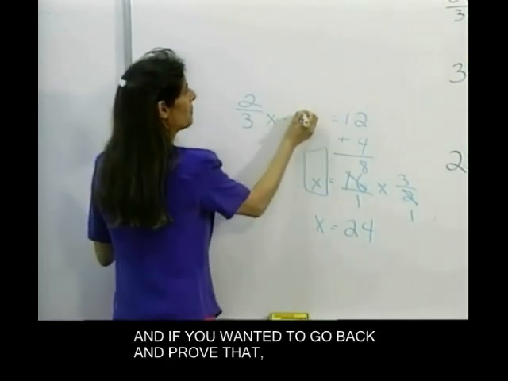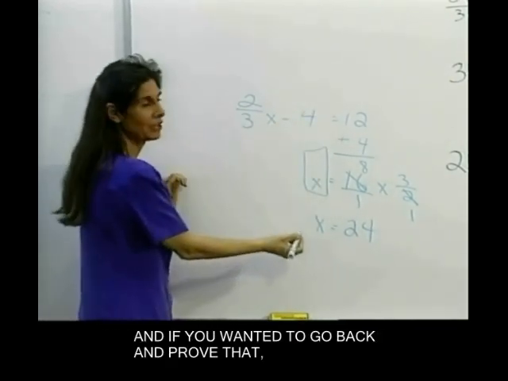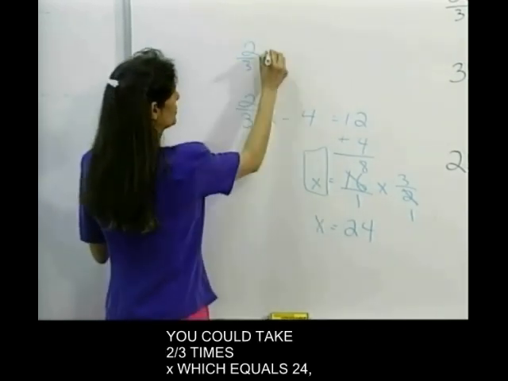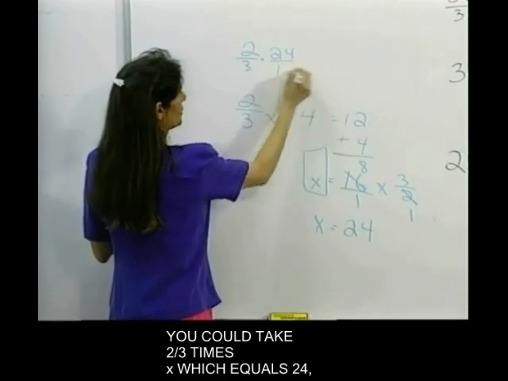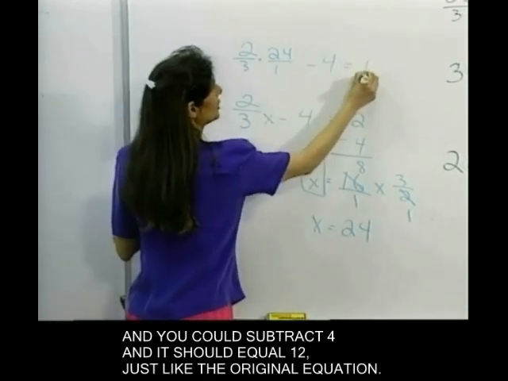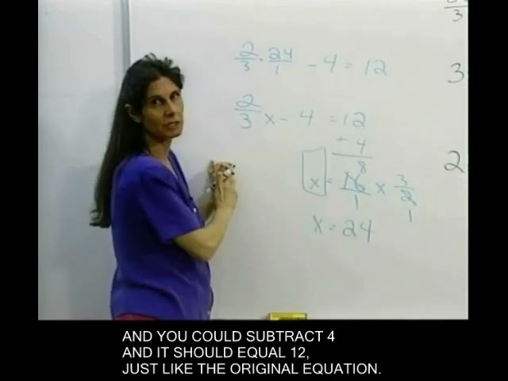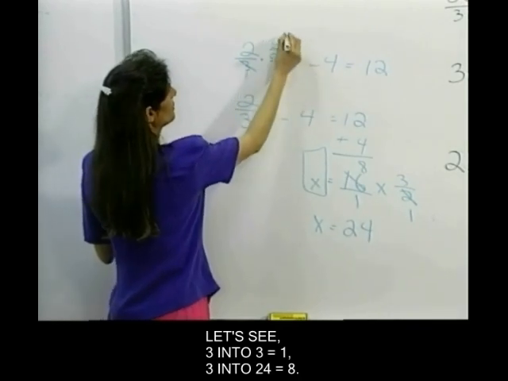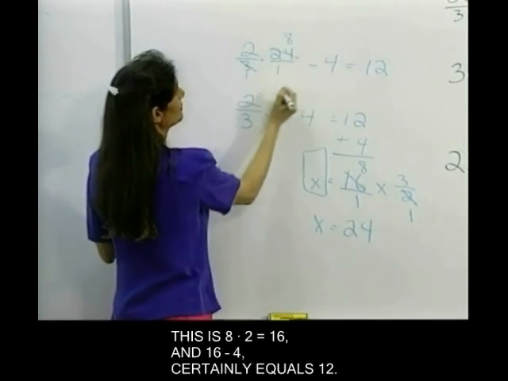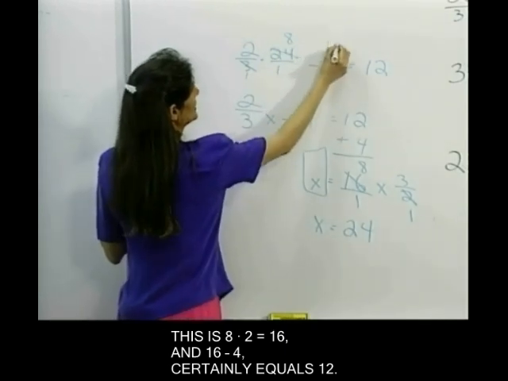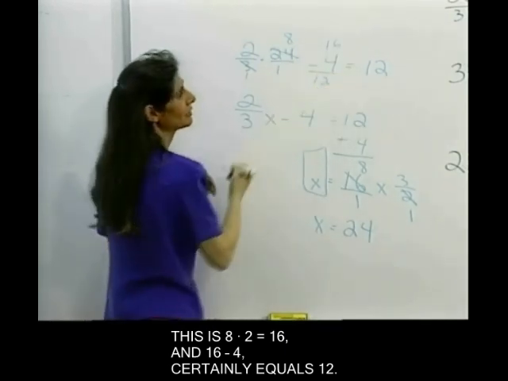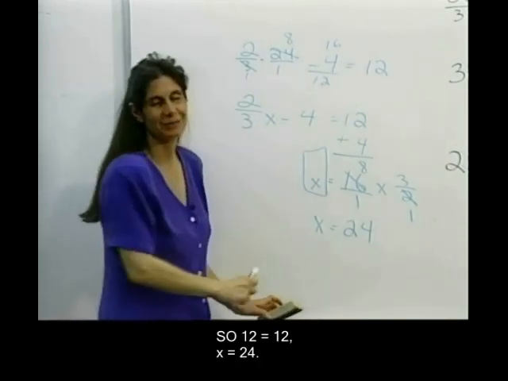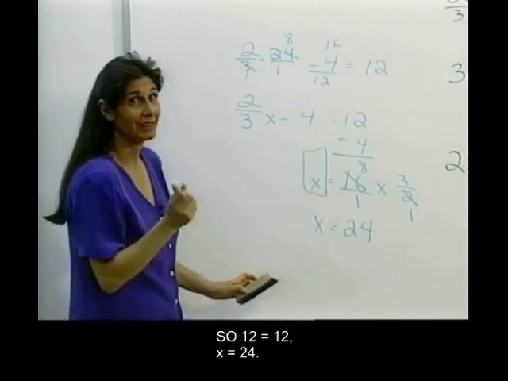And if you wanted to go back and prove that, you could take 2/3 times x, which equals 24, and you could subtract 4, and it should equal 12, just like the original equation. Let's see. 3 into 3 is 1, into 24 is 8. 8 times 2 is 16, and 16 minus 4 certainly equals 12. So 12 equals 12, x equals 24. Let's try another one.